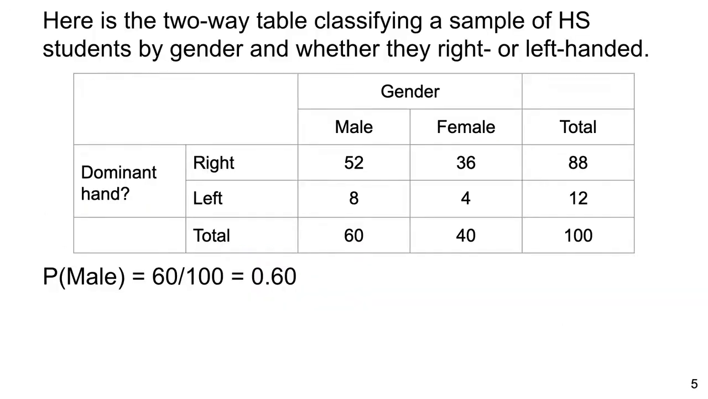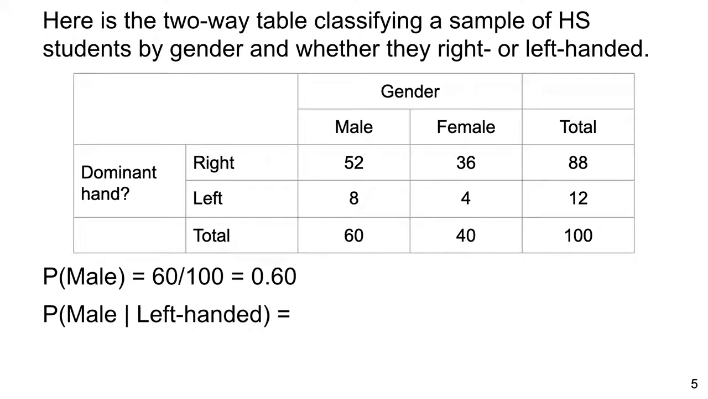Let's practice this using the two-way table that I've shown you before. Probability of randomly selecting a student and that student being male is 60 out of 100. That's basically the marginal probability of being male: the column total of 60 divided by the number of students here, that's 100.